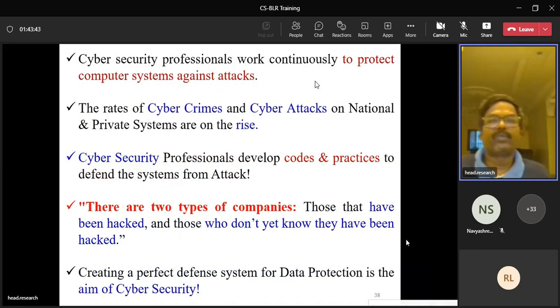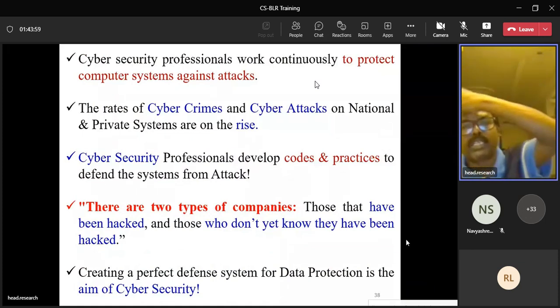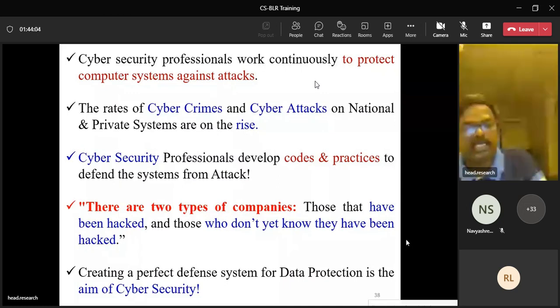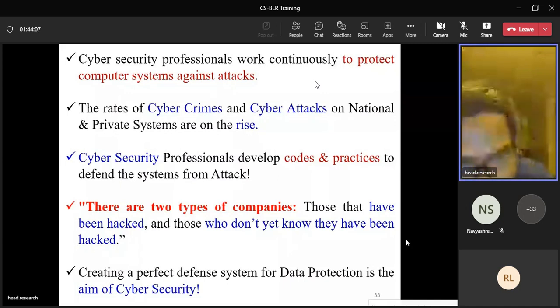Cyber security professionals work continuously to protect computer systems against attacks. The rates of cyber crimes and cyber attacks on national and private systems are on the rise. Cyber security professionals develop codes and practices to defend the system from attack. There are 2 types of companies, those that have been hacked and those who don't yet know they have been hacked. Creating a perfect defense system for data protection is the aim of cyber security.